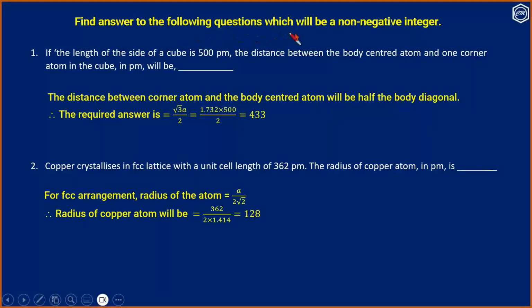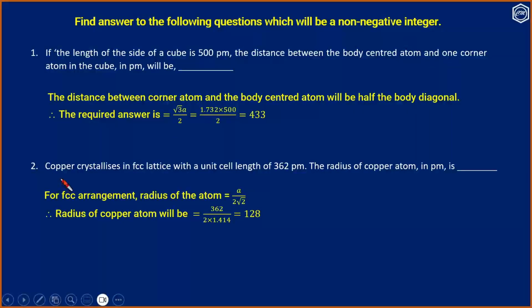Find answer to the following questions which will be a non-negative integer. Question 1. If the length of the side of the cube is 500 picometer, the distance between the body-centered atom and one corner atom in the cube in picometer will be. The distance between corner atom and body-centered atom will be half of the body diagonal. So body diagonal is root 3a. And therefore the required answer is root 3a by 2. That is 1.732 into 500 by 2, that is 433 picometer.